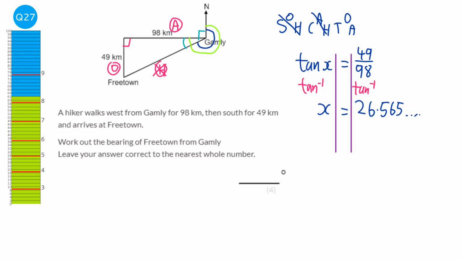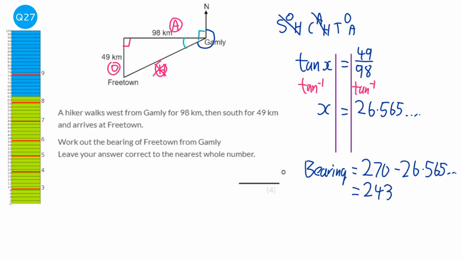Okay, so we know that the whole of the way around up until this point is 270 because we've got this 90 degree left. So what I'm going to do now is work out the bearing. So bearing, we're just going to do 270, take away the 26.565..., and that gives us 243.434... It says it wants it to the nearest whole number, so that's going to be 243.